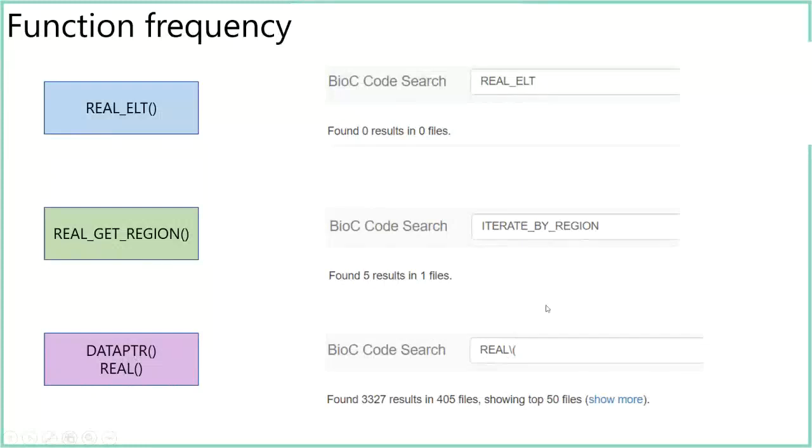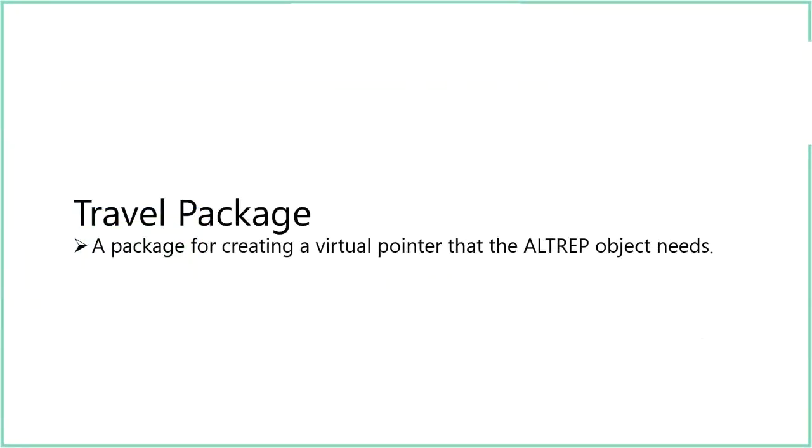So now, how can we solve this problem? How can we make the ALTREP vector work with the data pointer function? Can we give a pointer to the data to an ALTREP vector without allocating the data in memory? So that brings the travel package. Travel is a package for creating a virtual pointer that the ALTREP object needs. So it's a tool for the developer, not for the user, to create the ALTREP object.